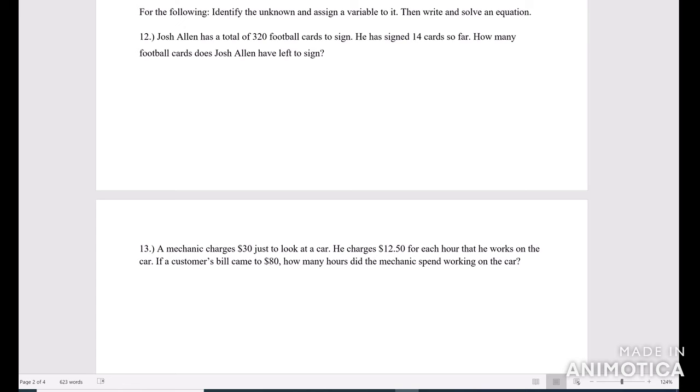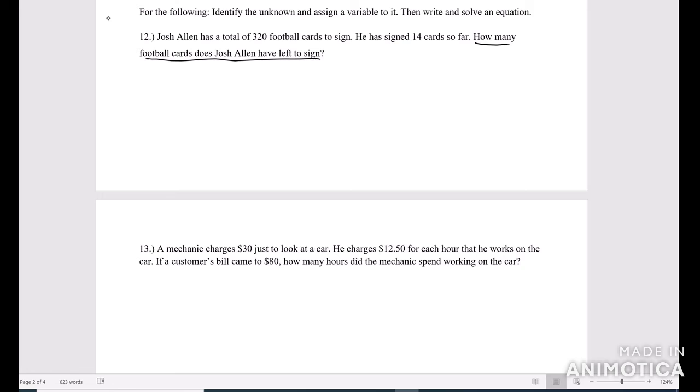So the first example I have here says Josh Allen has a total of 320 football cards to sign. He has signed 14 cards so far. How many football cards does Josh Allen have left to sign? So that last question is telling us what we need to determine. That's what we're looking for. So that's what we're going to let our variable be. Whenever you see the question, that kind of gives away the variable.